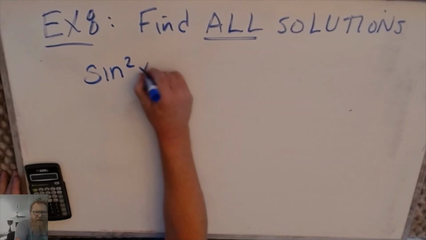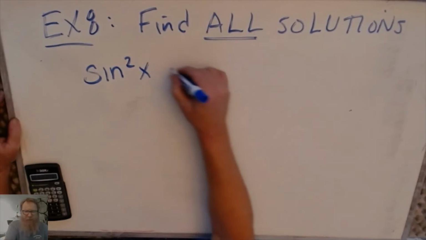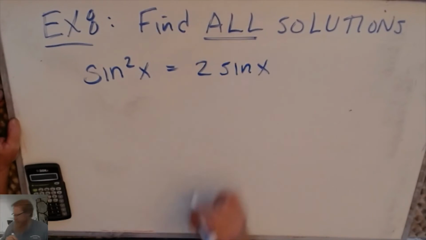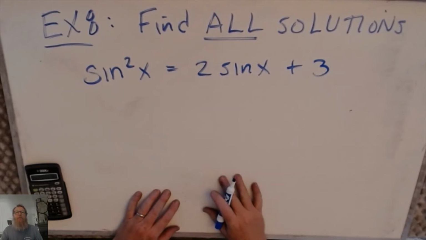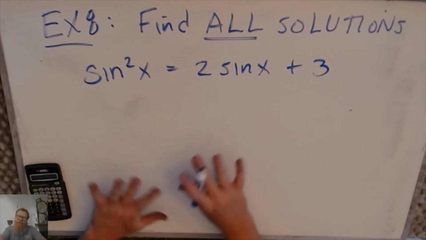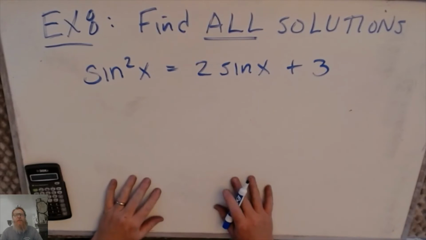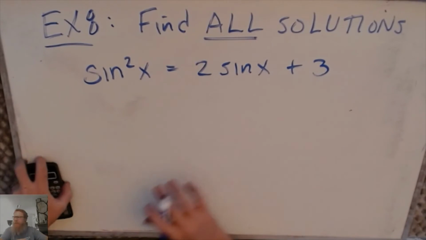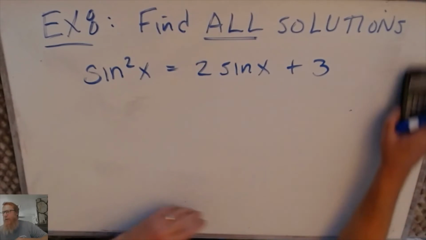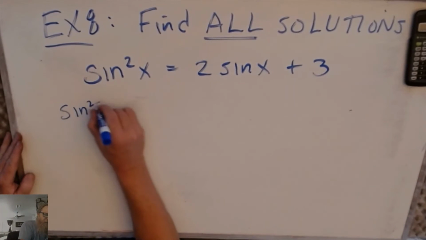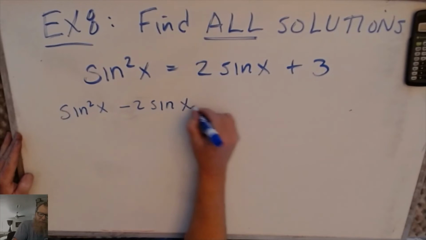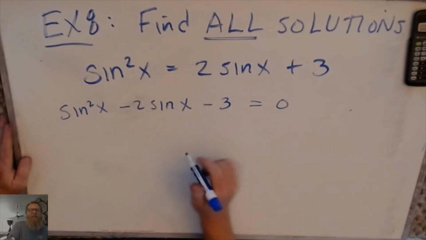Sine squared x equals 2 sine x plus 3. Same format as all the rest of the questions. Just find all the solutions. Looks like a polynomial already, doesn't it? That means you're ready to go. Set it equal to 0 and factor it out.